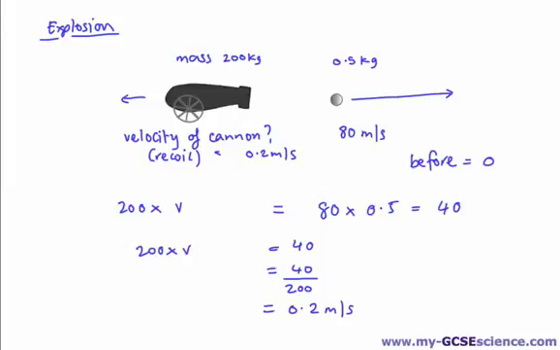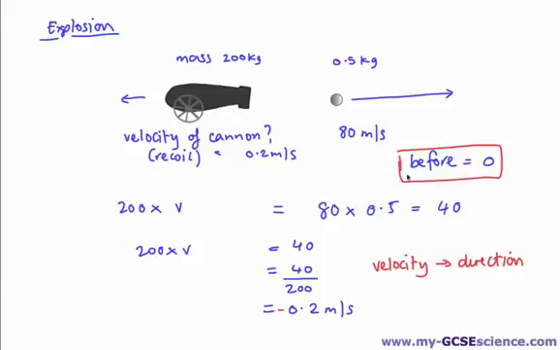Now, an important thing to remember here is because the cannon is moving in the opposite direction to the ball, we have to give this a minus. Okay, because as you know, velocity has direction, and the way we show the direction in this case is we give the cannon a minus 0.2 meters per second because it's going in the opposite direction, and the velocity of the ball has a plus. And to make sure that our law of conservation of momentum works, we have to have this minus number here, because when we work out the two momentums, they must become 0.